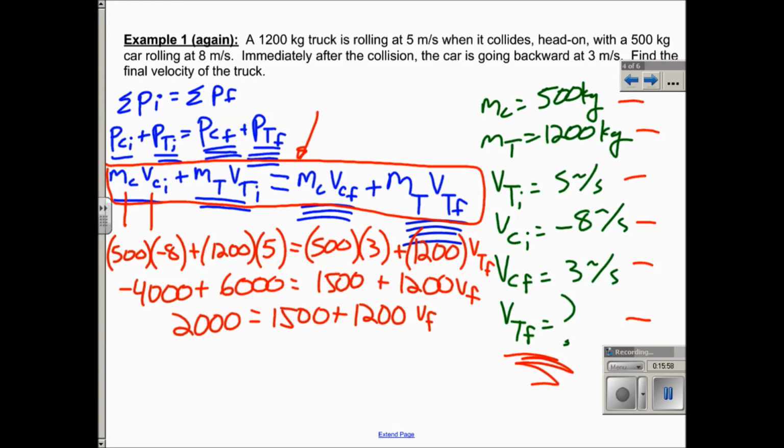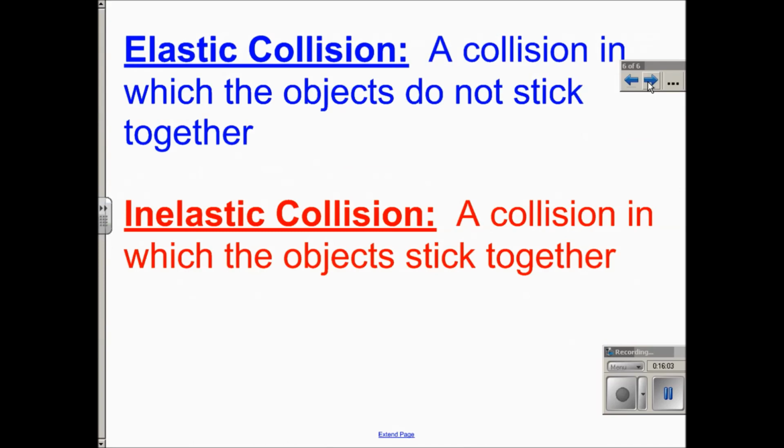Okay, so one other quick thing here. In this example, the objects did not stick together, right? The two cars collided, one of them slowed down, the other one got pushed back. The objects did not stick together, all right?